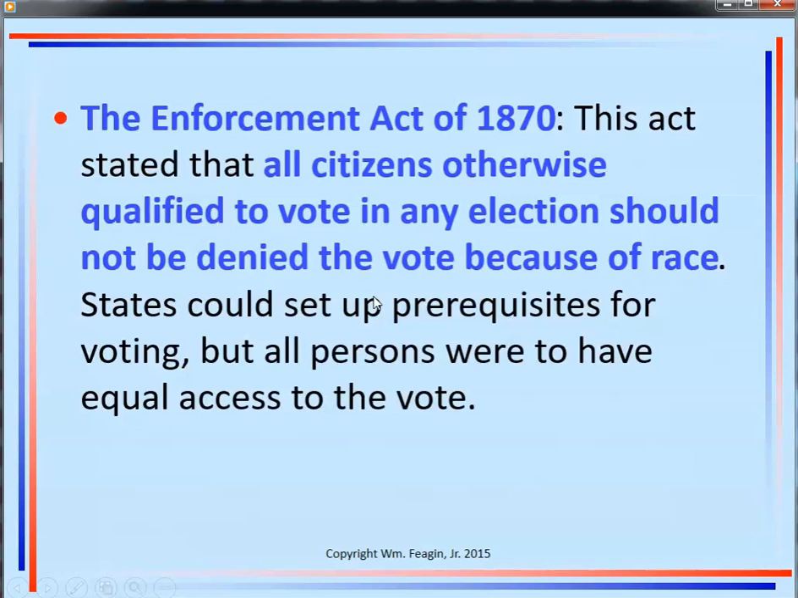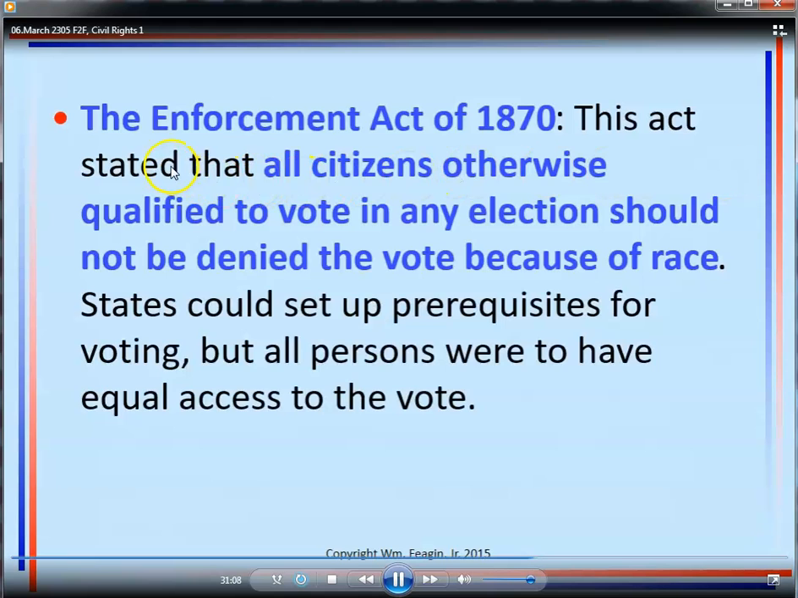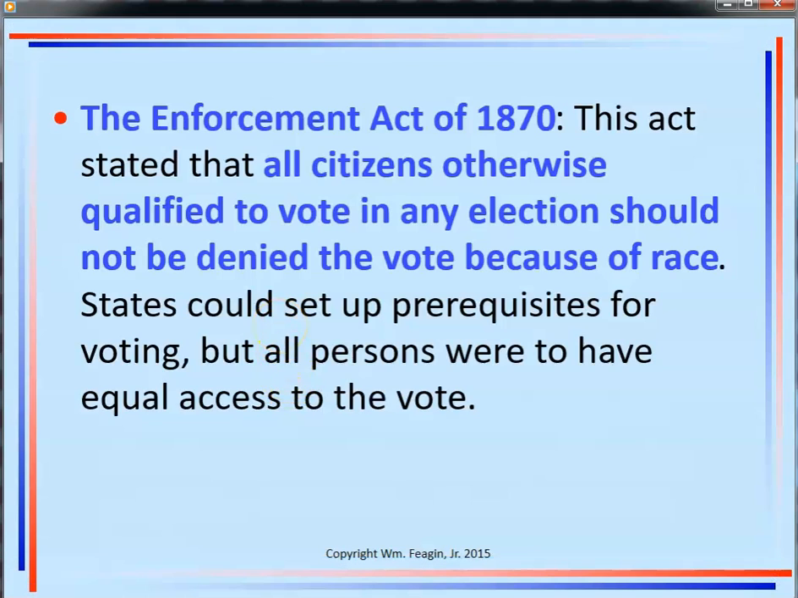The Enforcement Act of 1870. This legislation stated that all citizens otherwise qualified to vote in any election could not be denied the right to vote because of race. Under the Constitution in the United States, states run the elections. That's still true down to today. We don't really truly have something called a national election in the United States. Even the presidential election is not really a national election. It's an election that's held in 50 different states and the District of Columbia.